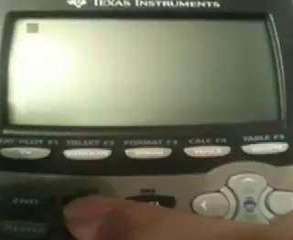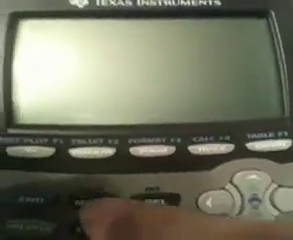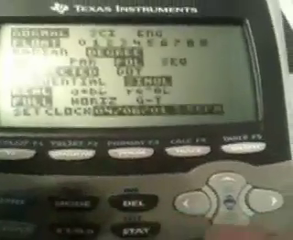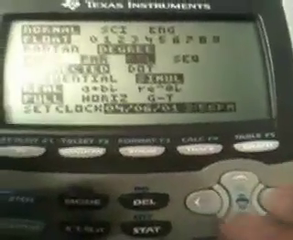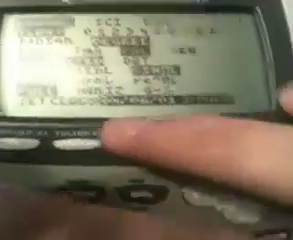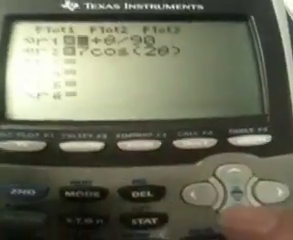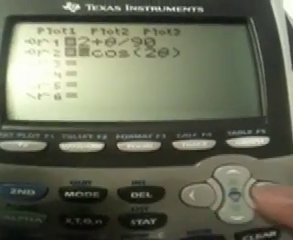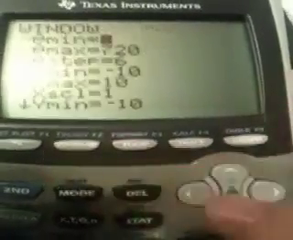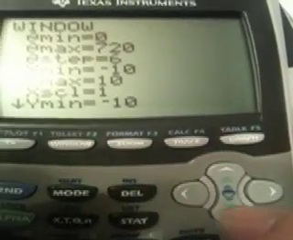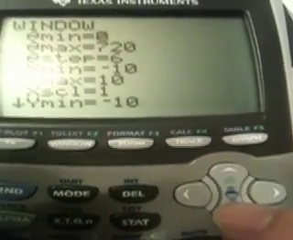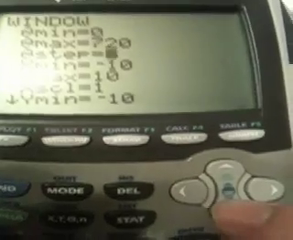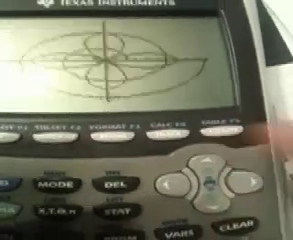Problem number 1. In your calculator, press the button Mode and make sure you're in polar mode. Once you're done, press on the Y equals button and enter your equations in R1 and R2. Next, go to Window and make sure that your theta minimum is set at 0 and your theta maximum is set at 720.